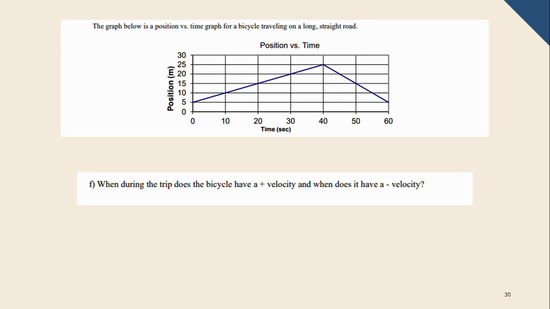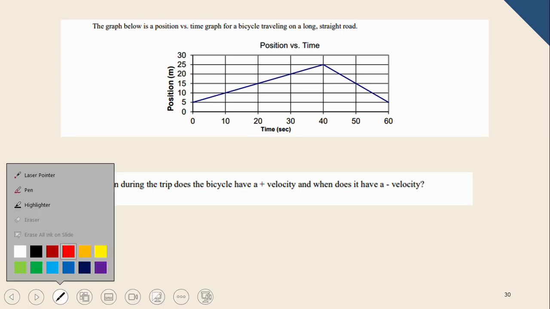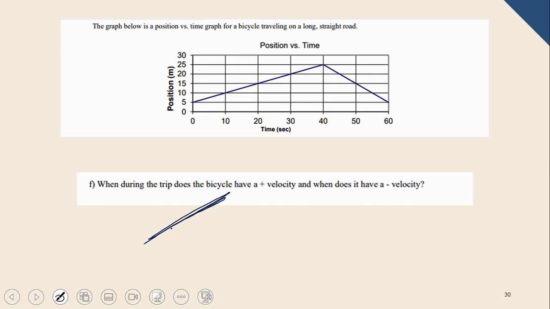And finally, part F, when during the trip does the bicycle have a positive velocity and when does it have a negative one? So we know how to do this. All we do is look at the slope of the graph. From 0 to 40 seconds, our slope is a forward slash like this. That is a positive slope, so it has positive velocity from 0 to 40 seconds. From 40 to 60 seconds, our graph is a backward slash or a negative slope. So our bicycle has negative velocity from 40 to 60 seconds.